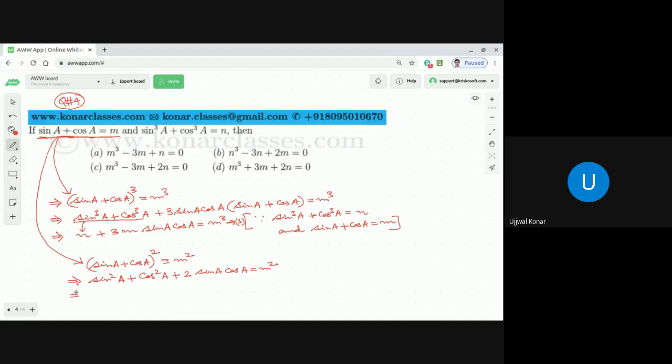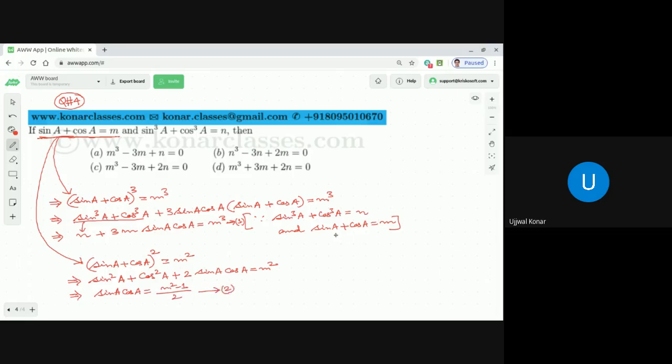We know that sin square A plus cos square A is equal to 1. So what we get is that sin A cos A, we are going to get it as m square minus 1 by 2. Correct, na? So sin A into cos A is equal to m square minus 1 by 2. So this is equation 2.